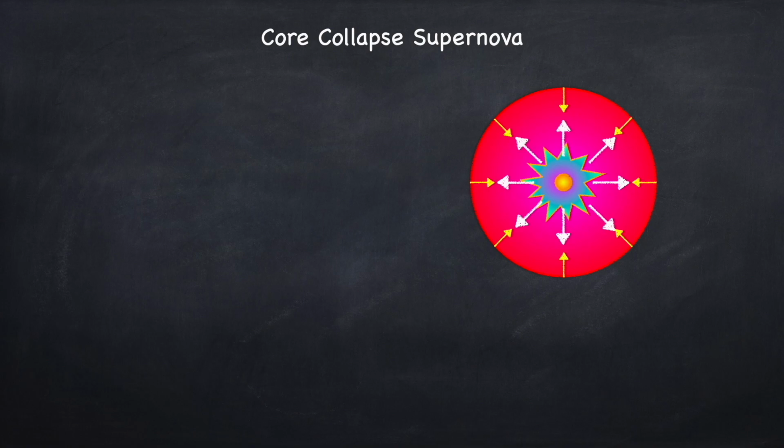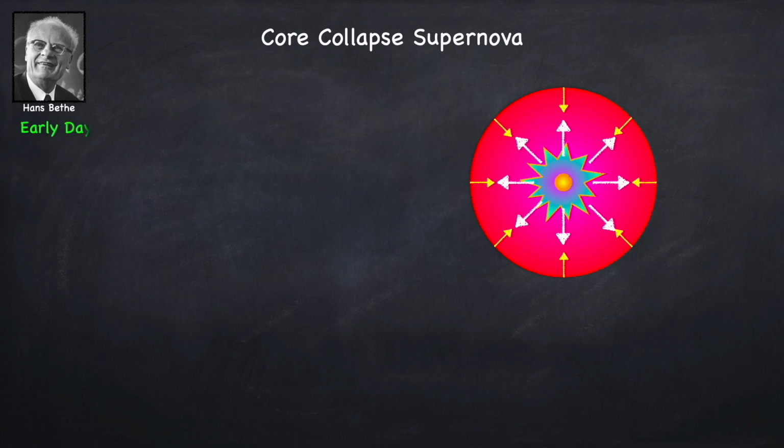And this theory was essentially developed by a man named Hans Bethe, who is basically the father of nuclear physics. He basically invented nuclear physics. And he came up with this theory for core collapse supernova and how nuclei beyond iron were made in the universe.